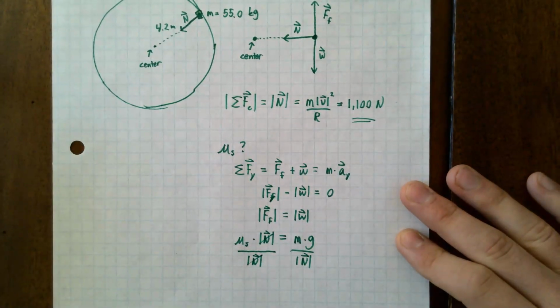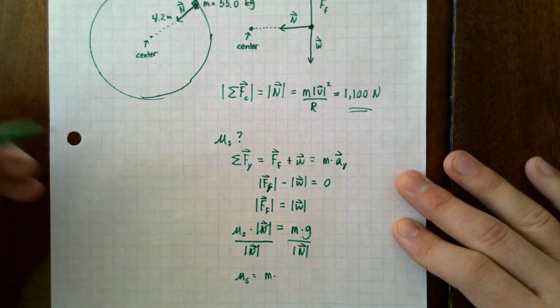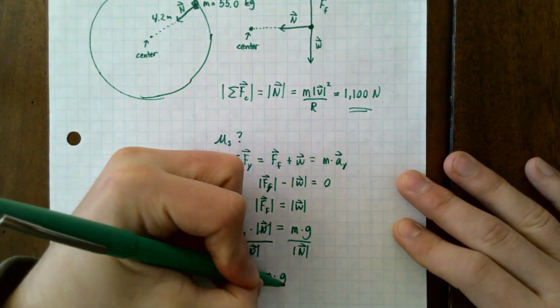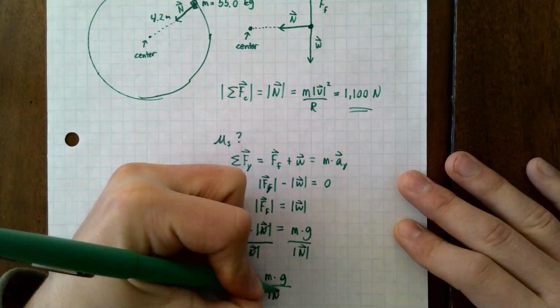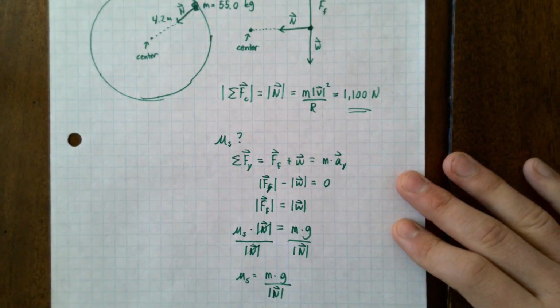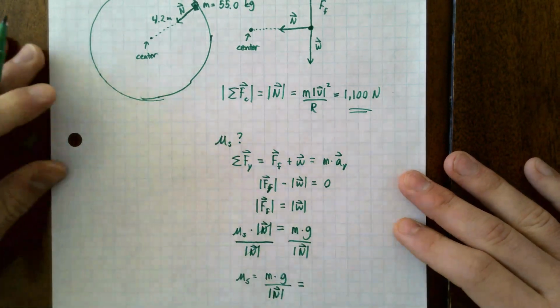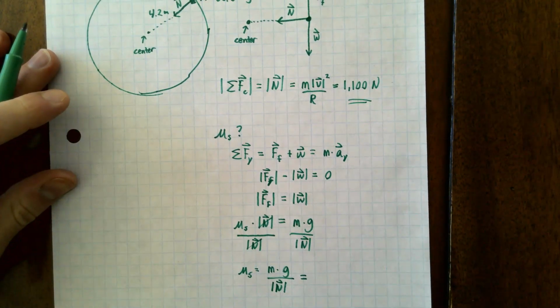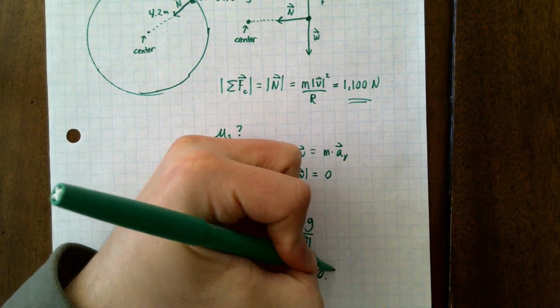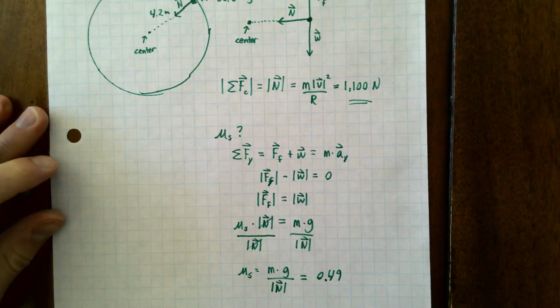And so we find that the static frictional coefficient is equal to the mass of our object, 55.0 kilogram rider, times the gravitational field, in this case, we're on planet Earth, so 9.80 newtons per kilogram, divided by the normal force that's pushing on that Starship rider of 1,100 newtons. So we find, if we input our numbers, that our coefficient of static friction must be 0.49. Remember, there's no units associated with this number. It's just a relationship between normal force and frictional force.